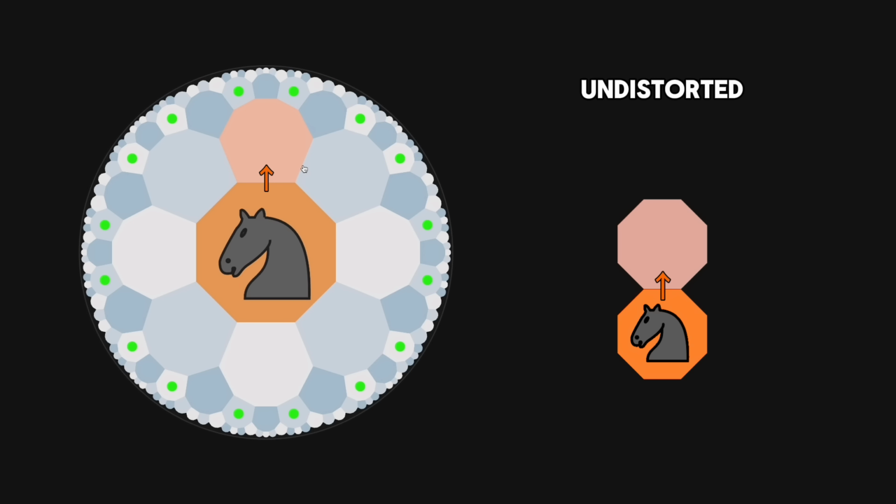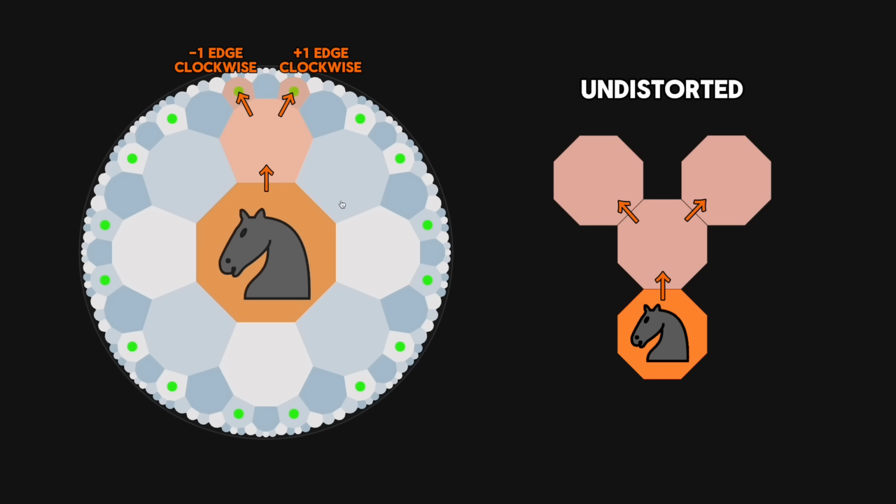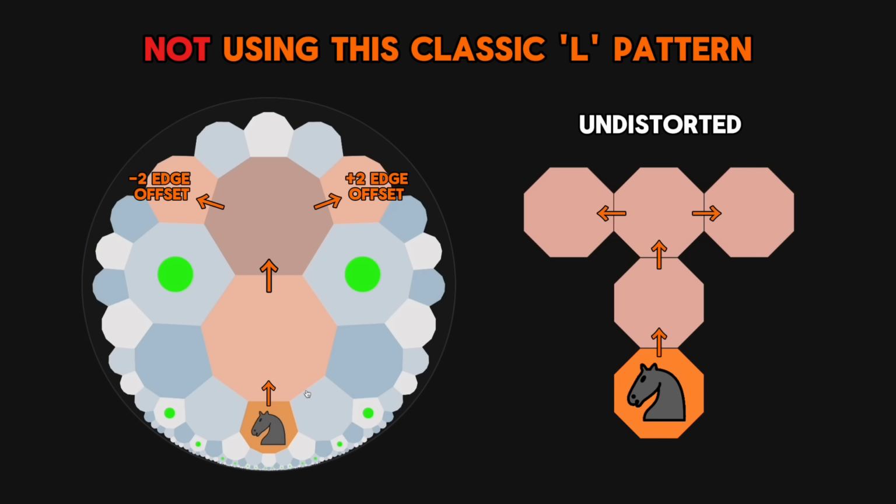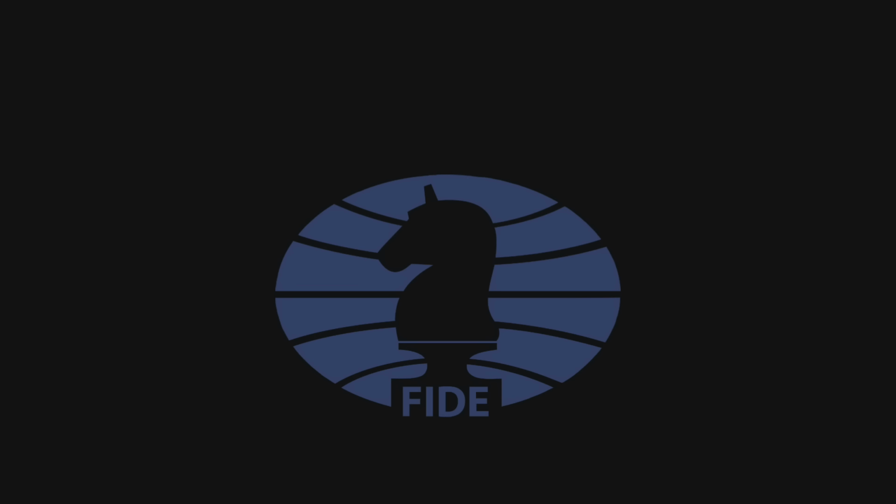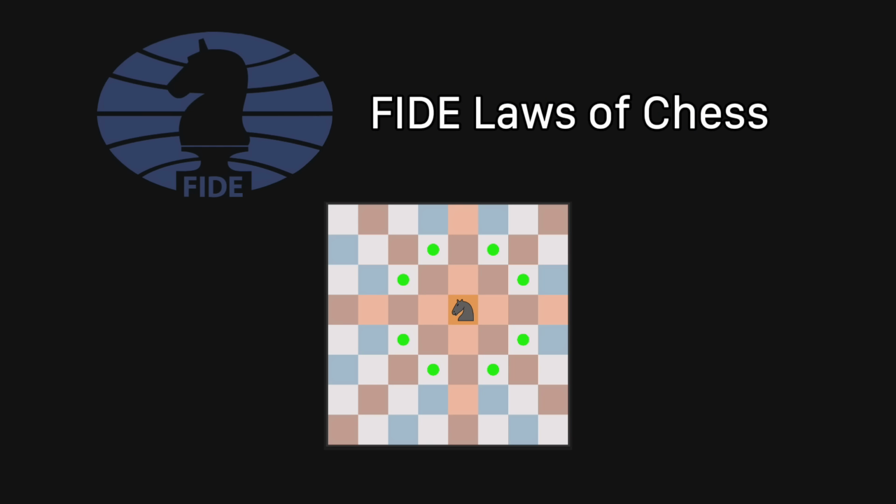We're going out 1 step orthogonally, and then instead of going straight ahead for another step, we offset by 1 edge clockwise or counterclockwise. This isn't an L, but the L here is very big and probably more silly from a gameplay perspective. This is also consistent with the FIDE rules for how a knight moves.